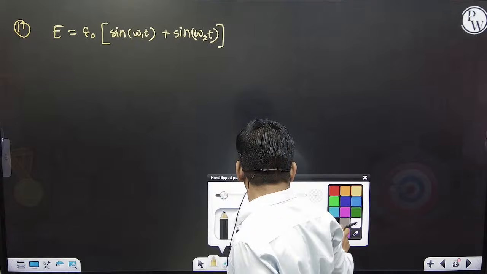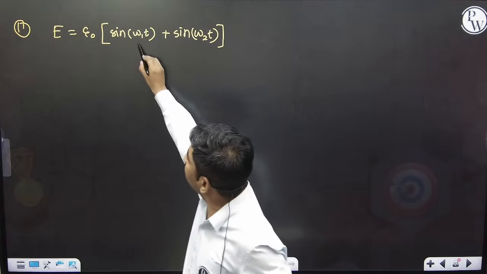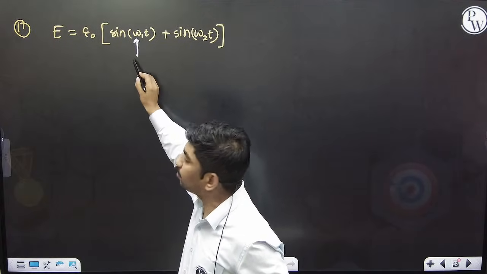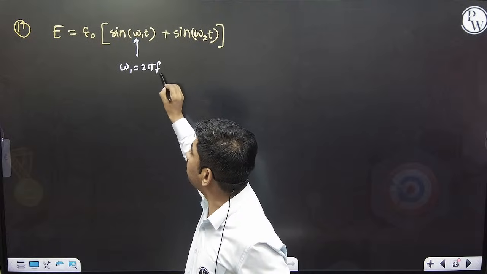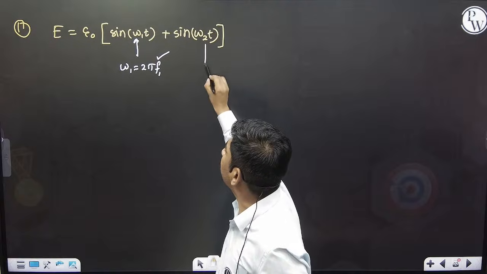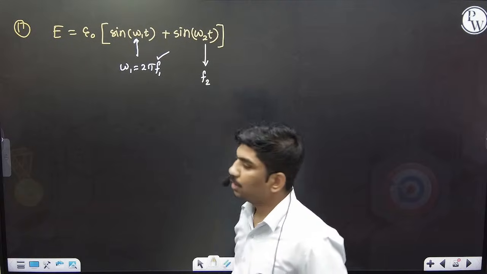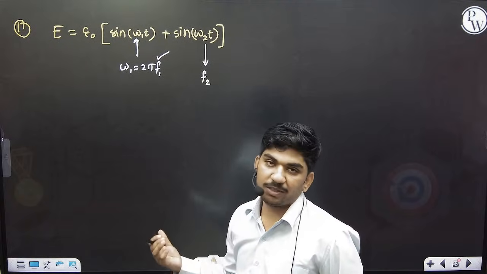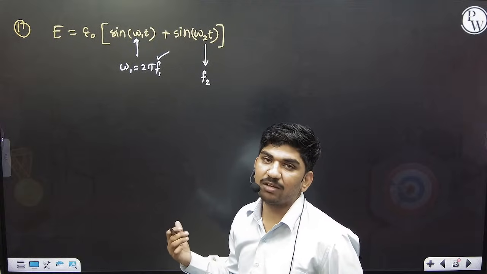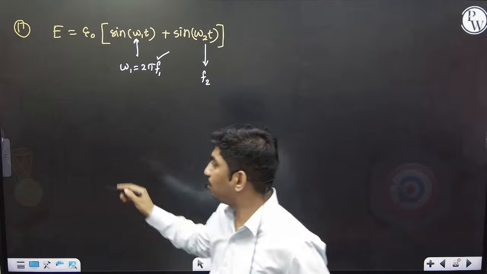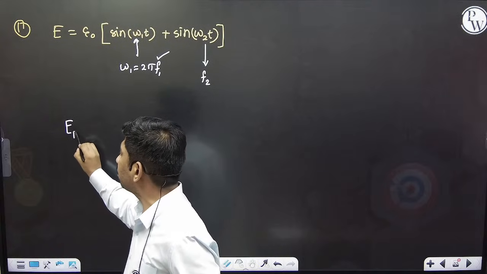This electric field they have given means what they have given? They have given omega 1. From this omega 1 you can calculate f1, students. From this again you can calculate f2. If you are having this frequency of the radiation falling onto the surface, can you calculate the energy of the photon? How are you going to calculate the energy of the photon?